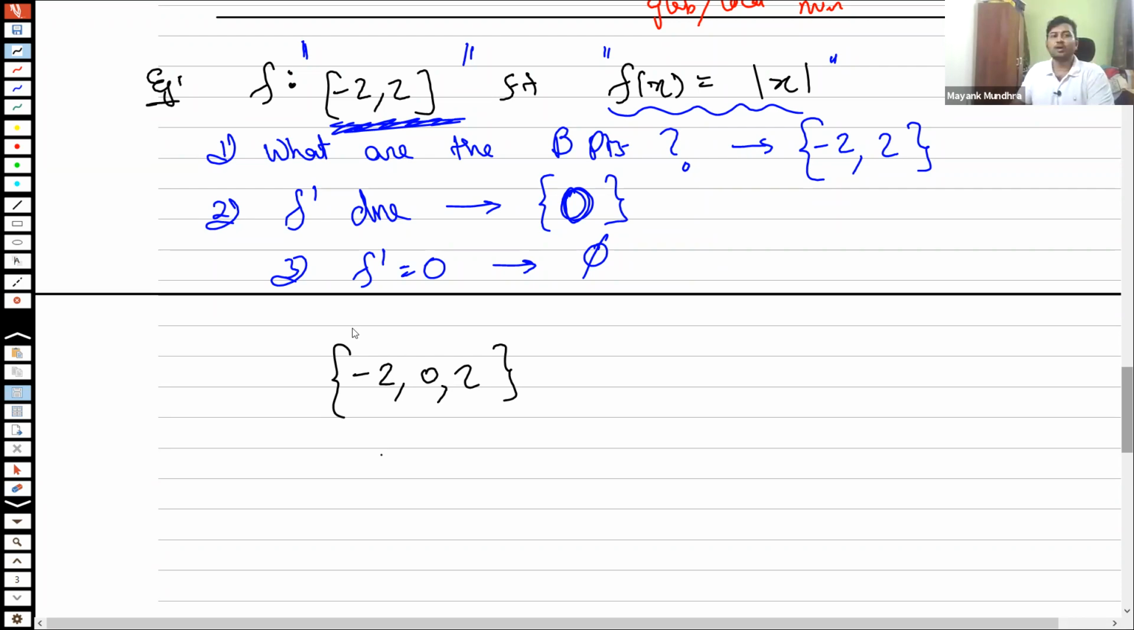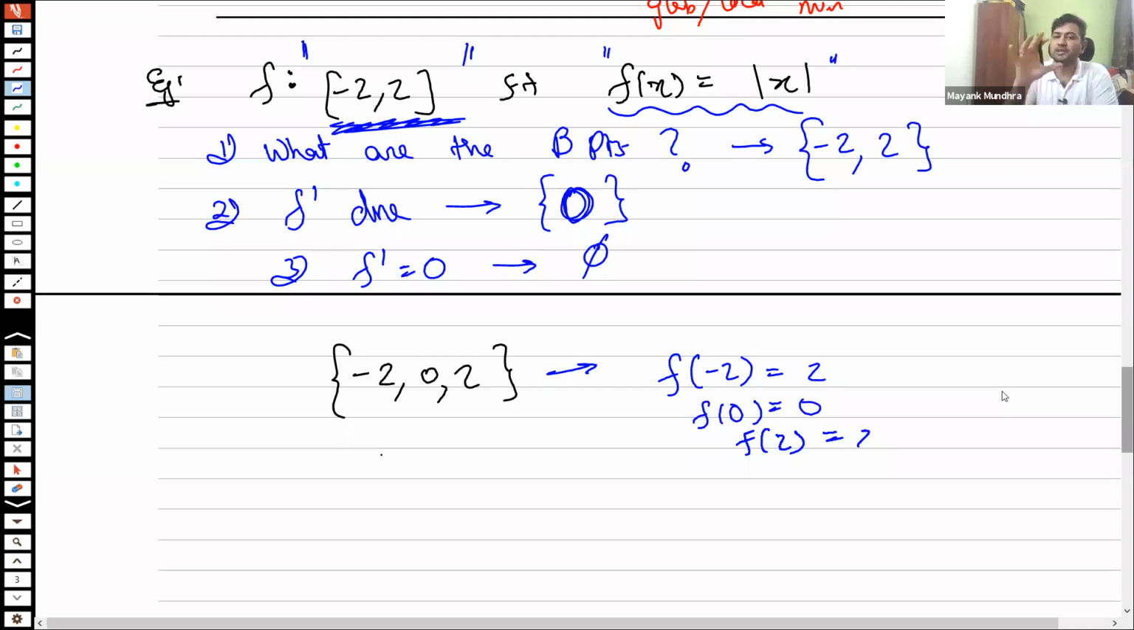So after this, one thing you can definitely do is check values. The functional value at -2 is 2, at 0 is 0, and at 2 is also 2. So I know these two are the maxima, this is the minima. Once I have narrowed down the boundary points and critical points, the easiest way is just to substitute all the values and check.